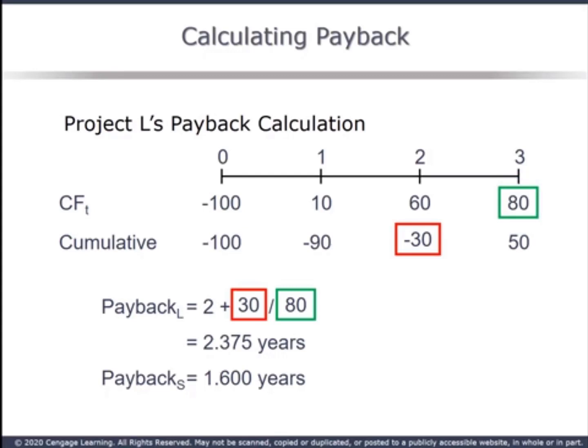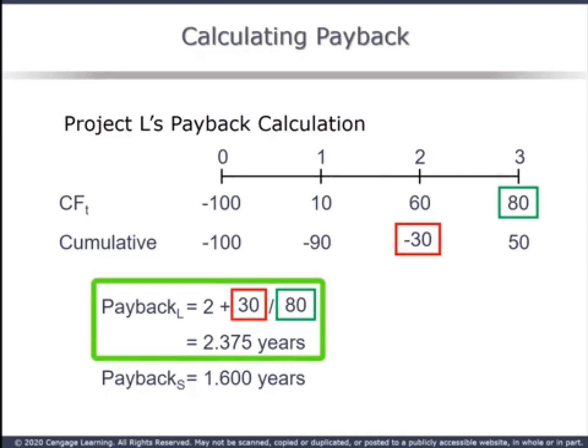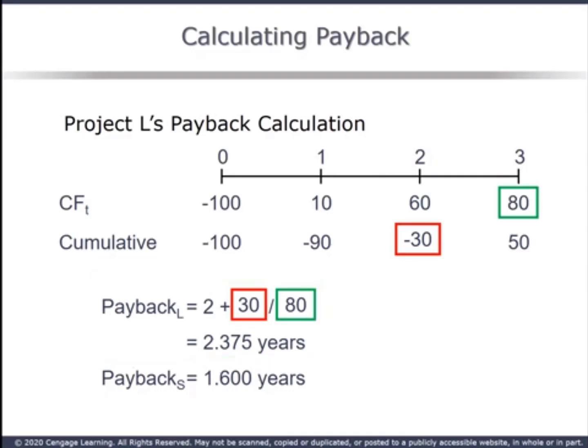We find the fraction by dividing the last negative cumulative cash flow by the cash flow in the next year and taking the absolute value. In this case, that's the absolute value of a negative 30 divided by 80, which is equal to 0.375. Add that to the last year with a negative cumulative cash flow, and you have the payback, 2.375. Repeating the process for Project S results in a payback of 1.6 years.